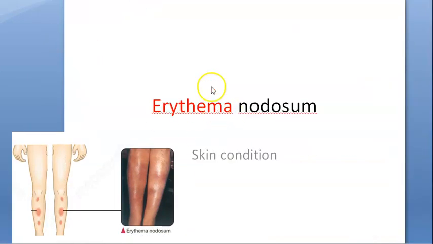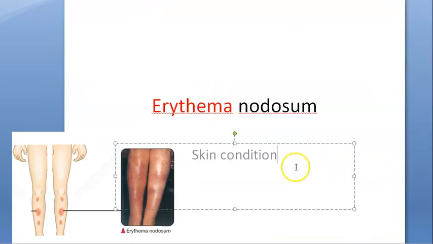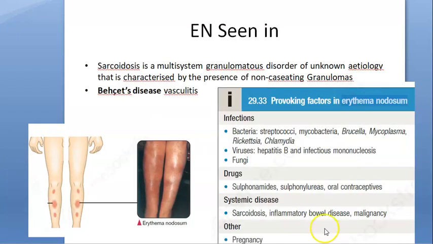Hello people, in this video we want to look at erythema nodosum. Basically in the exam they'll ask you the causes. So you write standard things: some bacterial infection like streptococcus, maybe tuberculosis, some virus, fungus, and some drugs can cause erythema nodosum like sulfonamide, sulfonylureas, oral contraceptive pills.